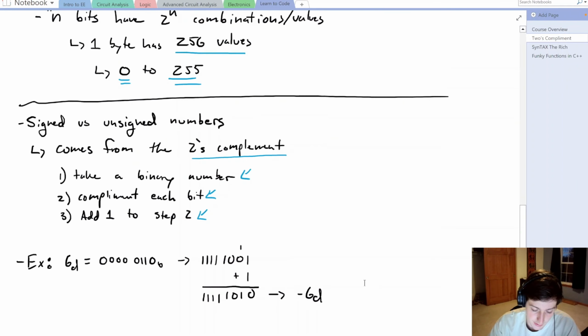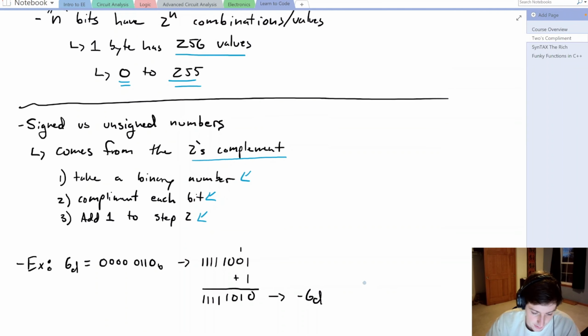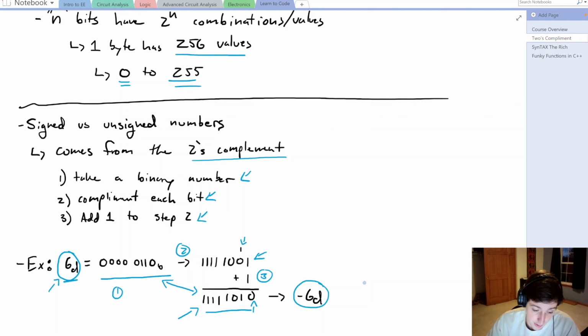So if we look at an example, right here we have 6 in decimal. We're going to represent that in terms of binary. So this is step 1. Step 2 is to complement each bit. So we flip each bit. And then step 3 is to add 1 and take that sum. And if we do that, we get a number here. And ideally, these numbers are not going to match. And the output of this number is going to represent -6 in decimal. And that's what we were trying to get when we used the 2's complement on +6.